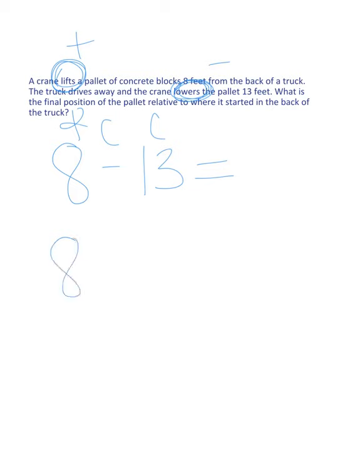So if it lifts, that goes up, that's positive. And then it lowers, that goes down, it's negative. So if it lifts 8 feet, that's positive 8. And then it lowers 13 feet, that's negative 13. And now you just solve. So we keep the 8, change minus to plus, change a positive 13 to a negative, and then solve it. 8 plus negative 13 is negative 5.